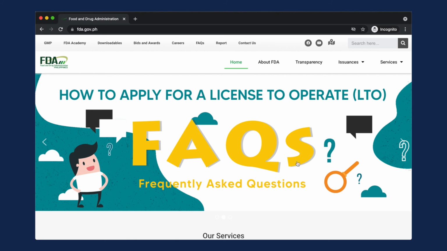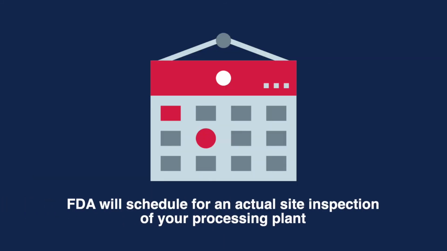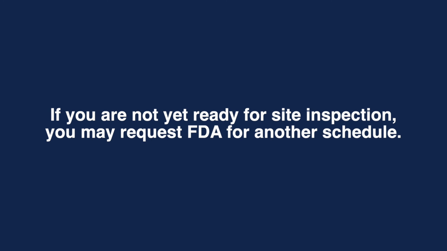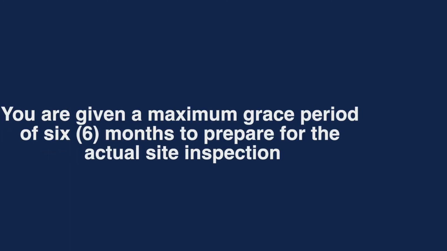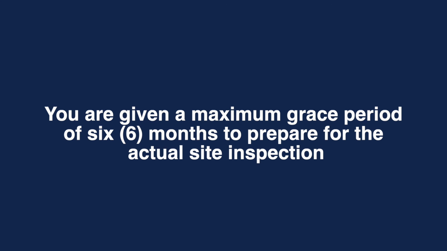After lodging your online LTO application in the FDA e-portal, FDA will schedule for an actual site inspection of your processing plant. If you are not yet ready for site inspection, you may request FDA for another schedule. You are given a maximum grace period of 6 months to prepare for the actual site inspection.